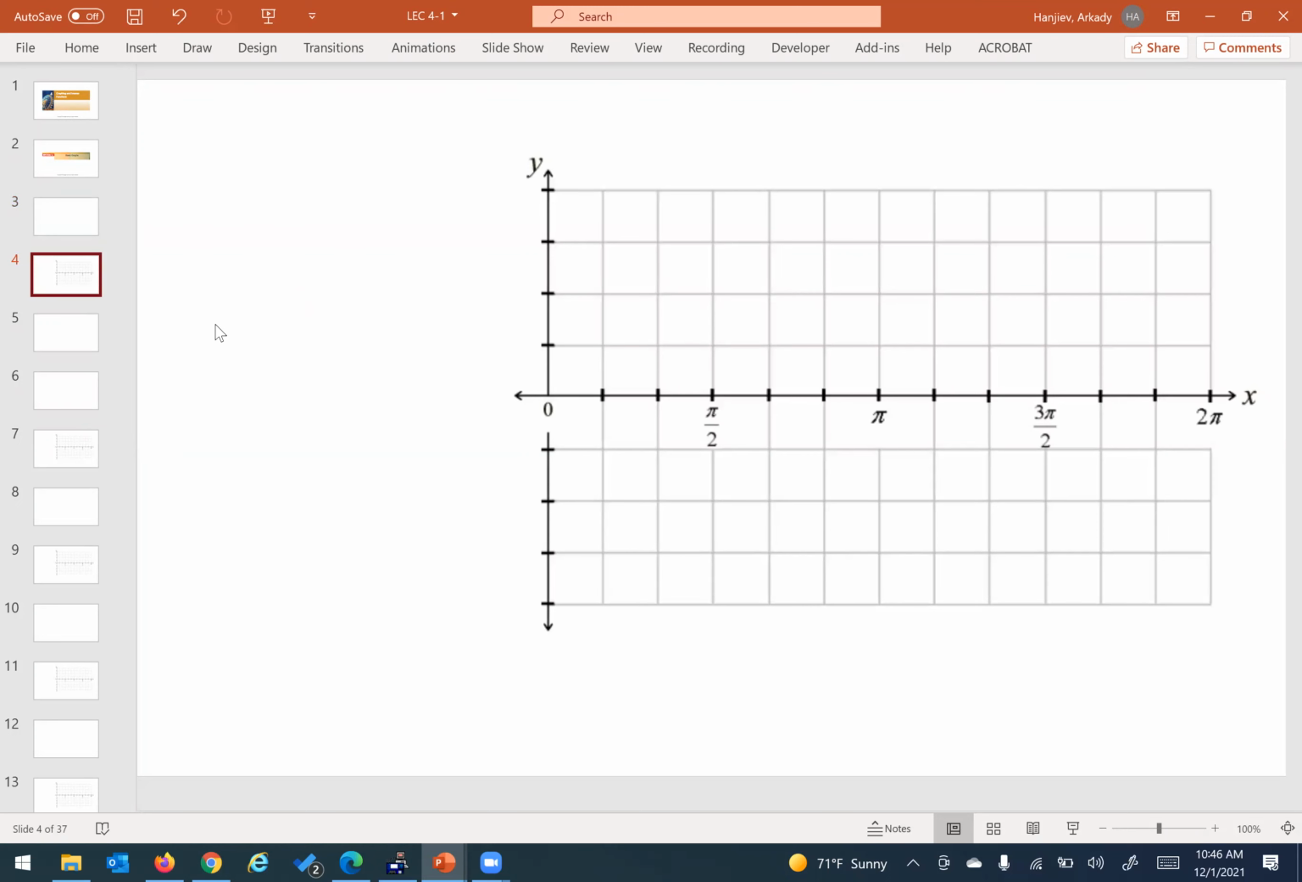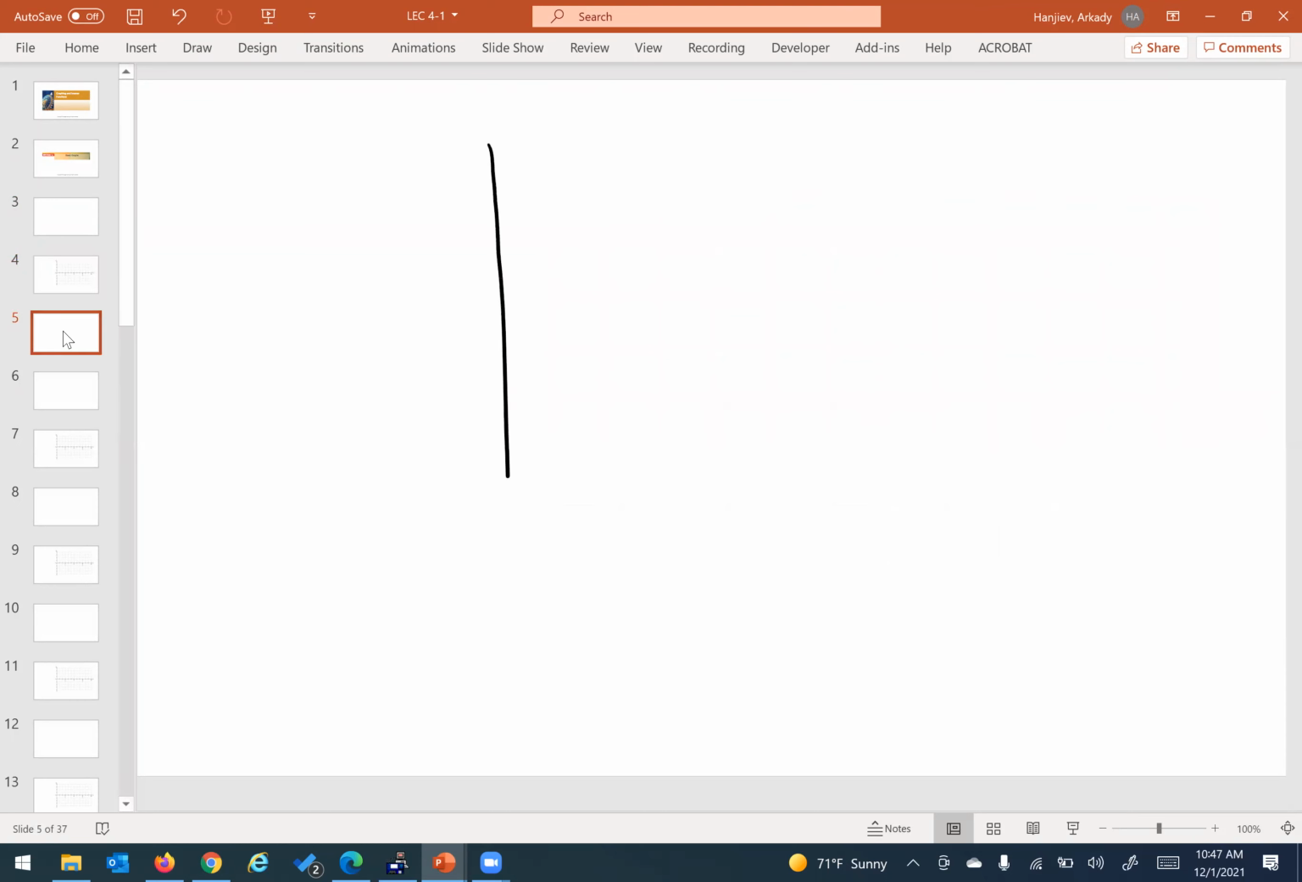So here's what we want to do. We want to graph an x and y coordinate system, and the important points that we want to put in are 0, pi over 2, pi, 3 pi over 2, and 2 pi. So we are graphing like this now. Right here. No, on a sheet of paper.